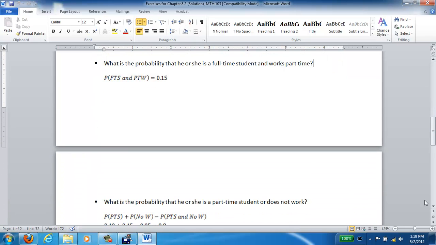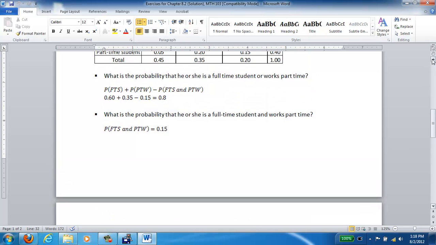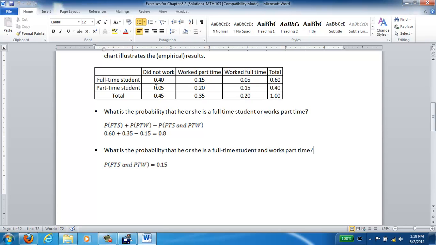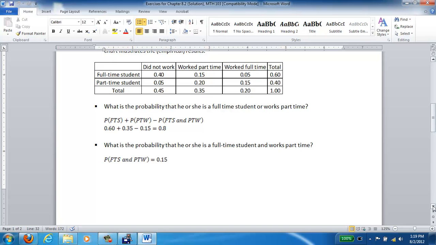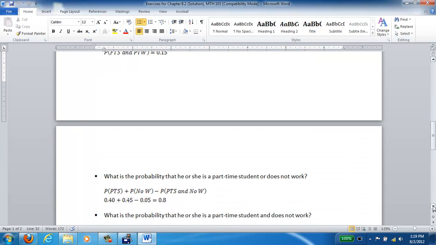So you have to check inside the table if you have two characteristics and you have and. Next question, what is the probability that he or she is a part-time student or does not work? So part-time student, this is the second row, probability 0.4, and does not work, probability 0.45. But again, we have the point of intersection. So we have to use the addition law, not mutually exclusive events. That means probability A plus probability B minus the intersection of A and B. So the answer is 0.4 plus 0.45 minus 0.05. So the answer is 0.8.